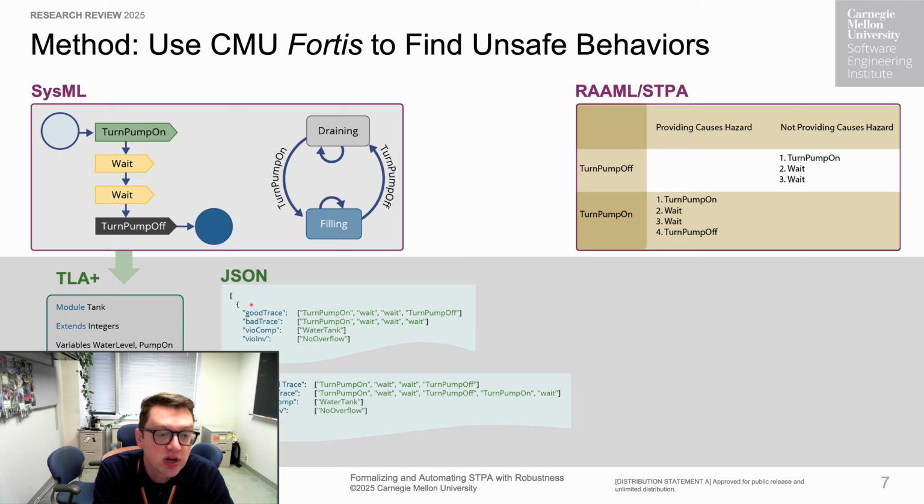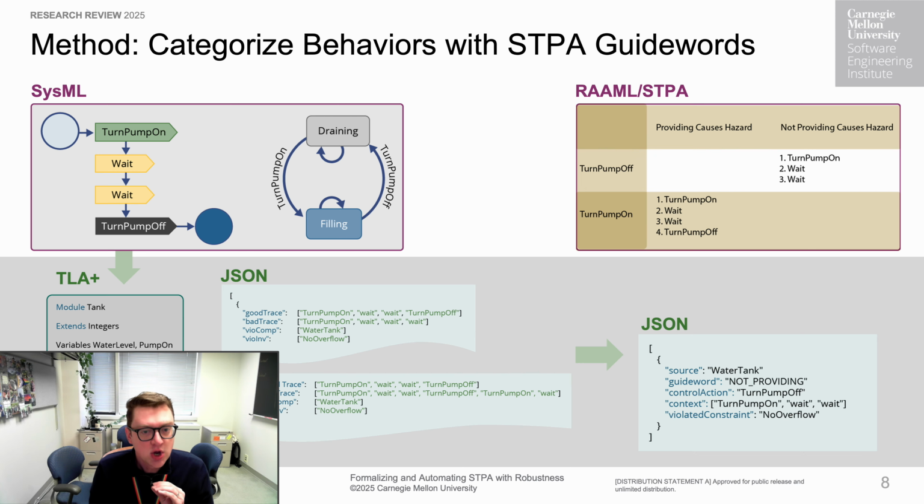And that we call a good trace. So in this case, turning the pump on, waiting 3 times, is very similar to turning the pump on, waiting twice, and turning it off. So now we have a trace pair. One is unsafe, one is safe, and they're very similar. We now run this through a classifier, which turns it into an unsafe control action from STPA.